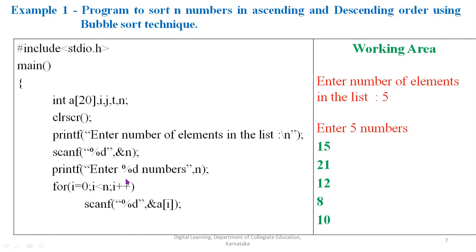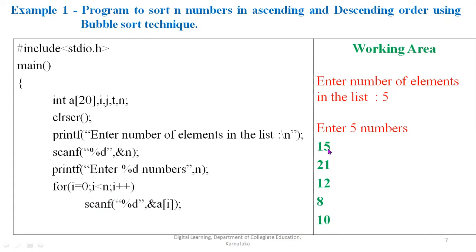So next, we ask the user to enter 5 numbers. So now we have a for loop to accept the 5 numbers. When i is 0, we enter 15. When i changes to 1, we accept a of 1 as 21. And when i changes to 2, we accept a of 2, which is 12. When i changes to 3, we accept a of 3 as 8. And when i changes to 4, we accept a of 4 as 10.